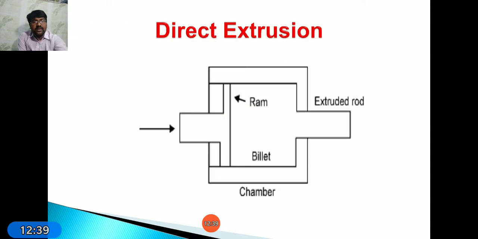Next, it is the diagrammatic representation of the direct extrusion process. It consists of a chamber and a ram. By using this ram, we apply force on this material. Due to the application of force, whatever material is placed in the cylinder will move through the extrusion. Whatever the die opening shape, the extruded part will be completed in that shape.